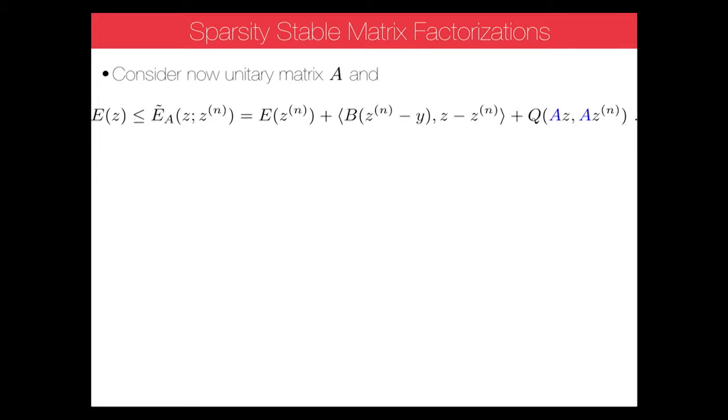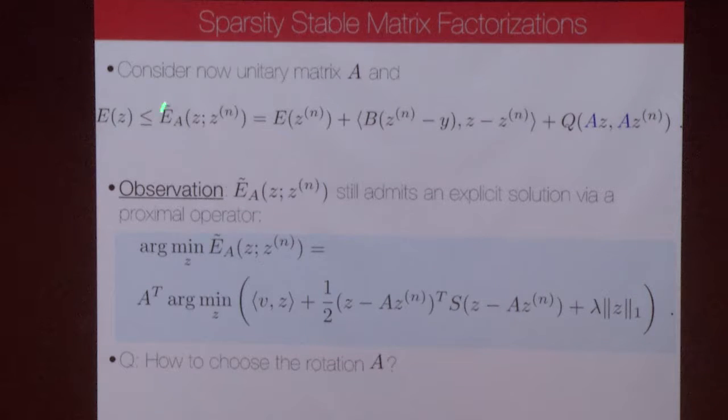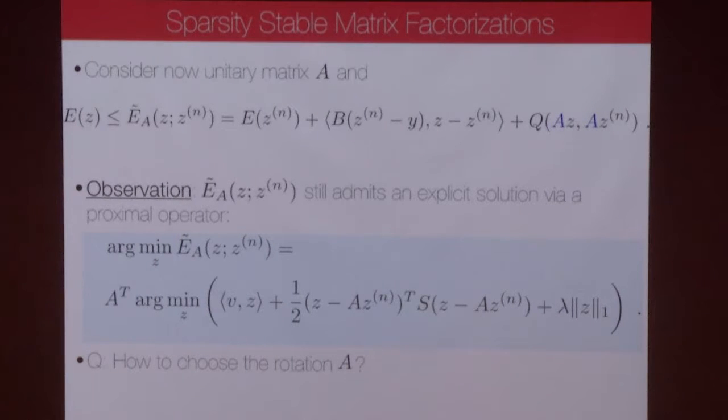The main observation is that this is still a surrogate that can be explicitly minimized, and it's very easy. It's one line; you can do it on the back of an envelope. Applying the rotation doesn't change the property that you can solve it in one step. So now you have a more general principle of constructing a surrogate and optimizing it explicitly. But of course, the question is, how do you choose this matrix? In the standard algorithm, this matrix is the identity. So how can we choose it in practice?